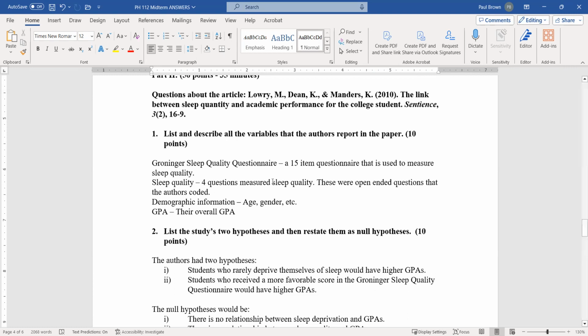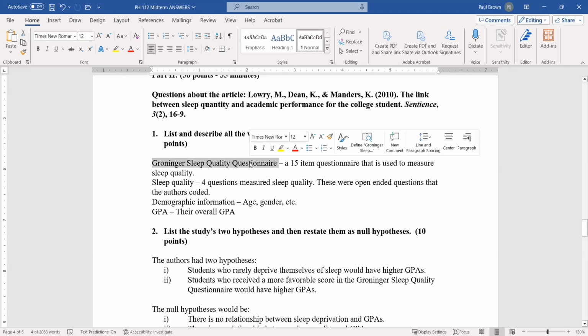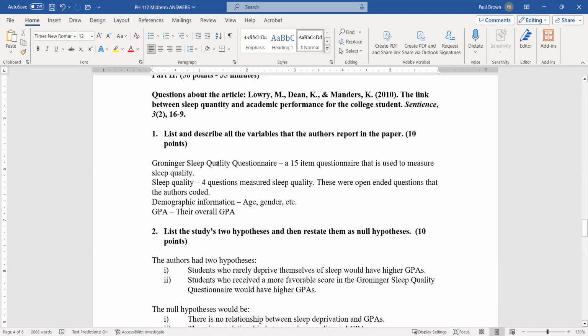So it lists all the variables. I didn't list them all, but if you look at the appendix, the appendix had the actual survey. So you could see that they had the going to go to sleep quality questionnaire and then other measures about sleep quality, and then demographic information and GPA.